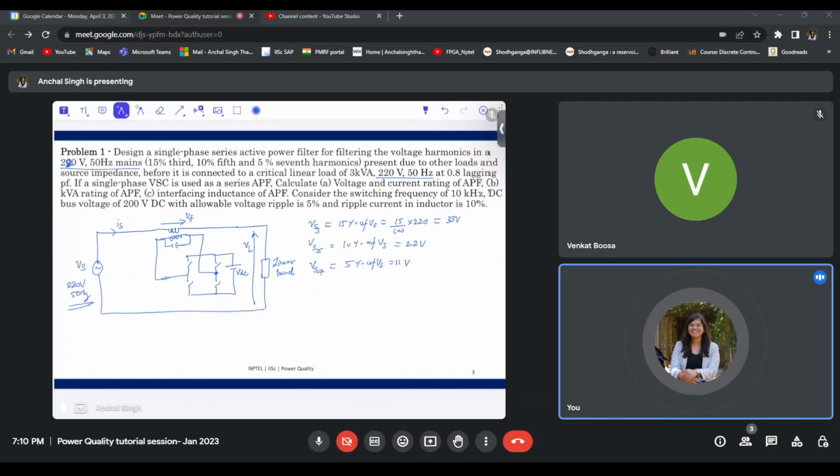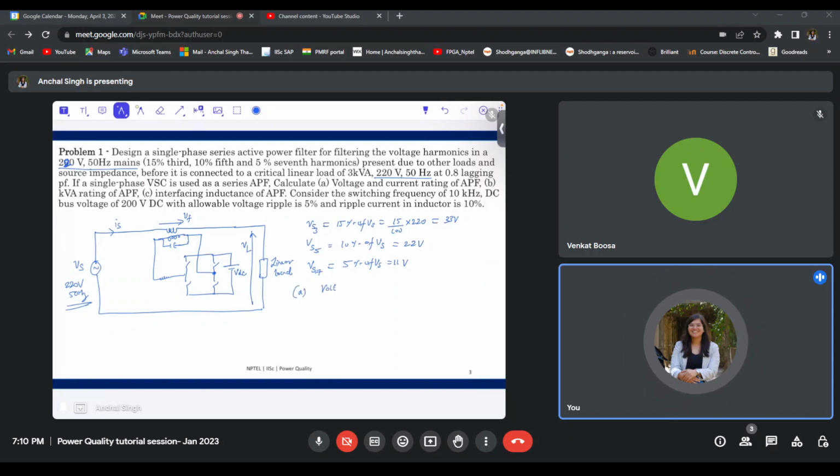Now in the first part we were asked to find the voltage rating of the active filter. This voltage rating Vf will depend on the harmonic compensation. So we will find the sum of squares of these harmonic components in order to obtain the voltage rating of the filter. It is 22 square plus 11 square. This will come out to be approximately 41.158 volts.